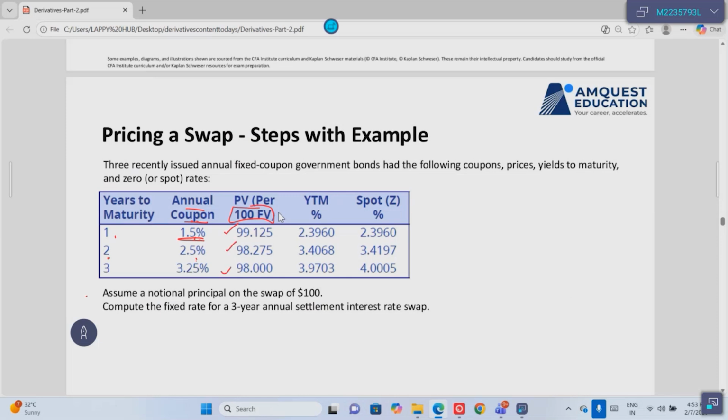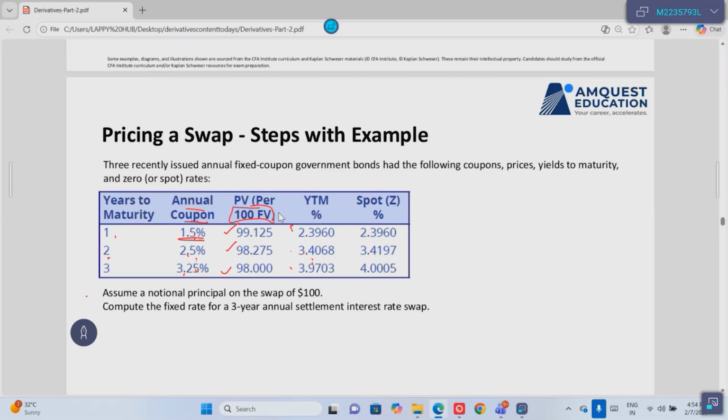What's the YTM? YTM means the yield to maturity, based on the internal rate of return. So the YTM is 2.3, 3.4, 3.5. Obviously, you realize it's higher because the coupon is higher. More the interest, more the YTM. Now the spot percentage is 2.3, 2.14. We will compute the fixed rate for the 3 year.